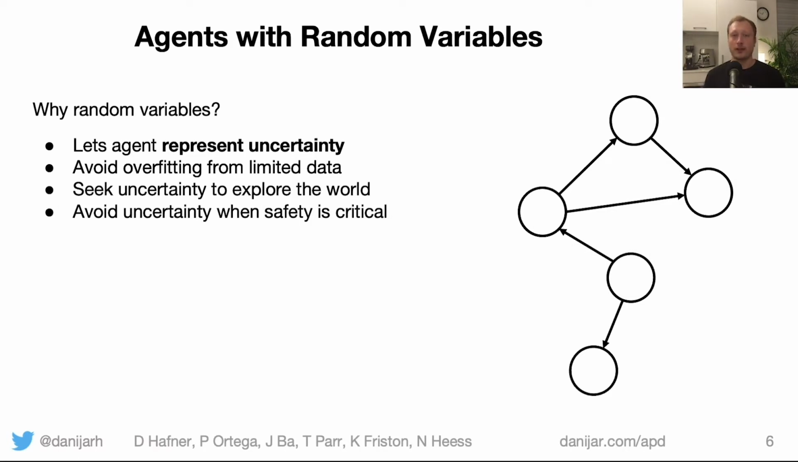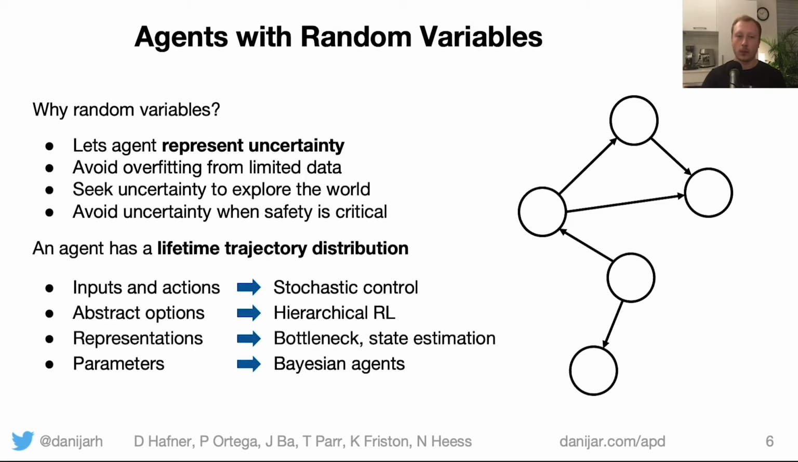We describe agents by the random variables that they use to reason about the world and compute their actions. Random variables allow agents to represent uncertainty. This can help avoid overfitting from limited data. It can also help agents seek out uncertainty to explore the world, or to avoid uncertainty when safety is critical. Every agent has a lifetime trajectory distribution of these random variables. In the simplest case of stochastic control, that is just a very long sequence of sensory inputs and actions. But more sophisticated agents can use additional random variables, for example abstract options that guide the decision-making for multiple time steps.